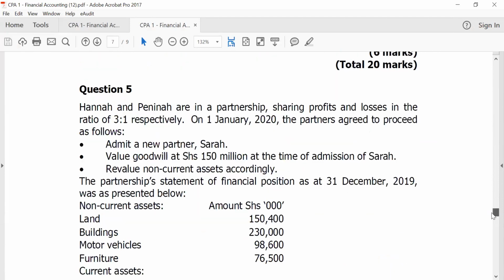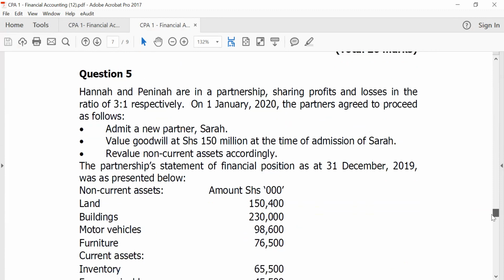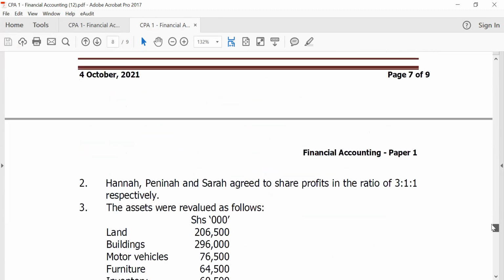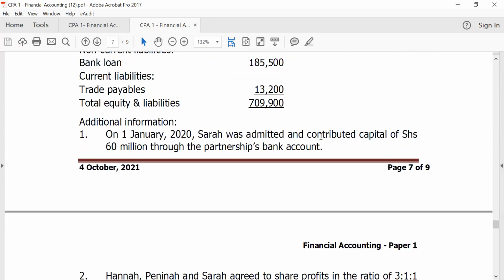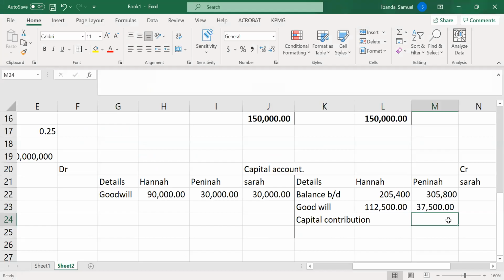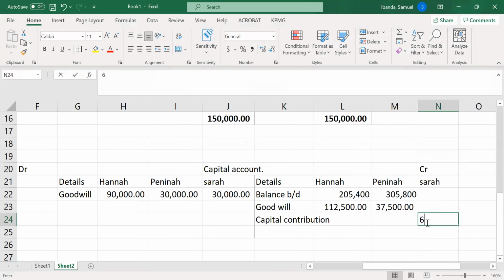I want to see Sarah's contribution. Sarah contributed a capital of 60 million into the partnership bank account. So you have that capital contribution for Sarah right here, 60,000, right there under Sarah's column. So going forward, Sarah will have that capital balance.